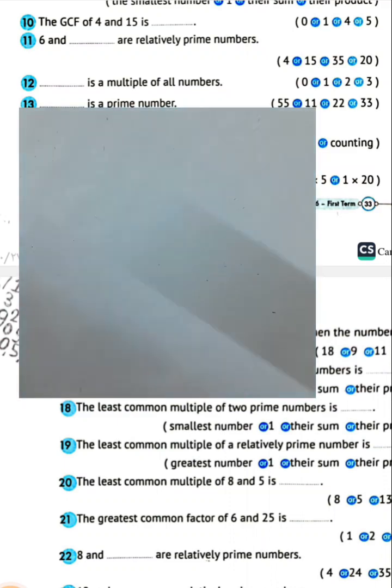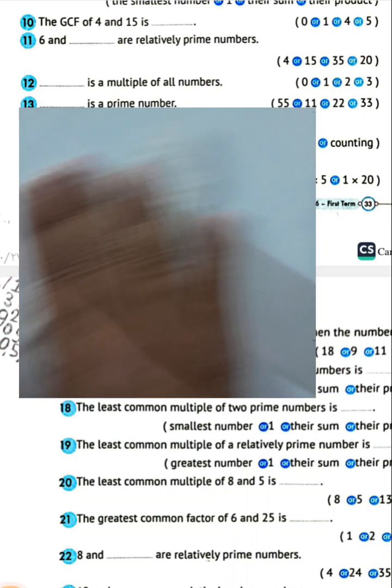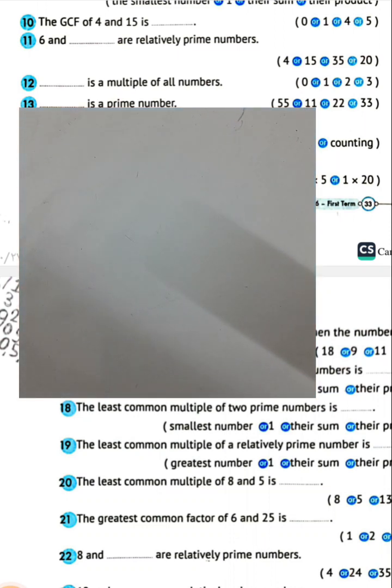But you remember the question I explained a minute ago: what is a factor of all numbers? It will be 1. But in this example, he asked about a multiple of all numbers, it will be 0.